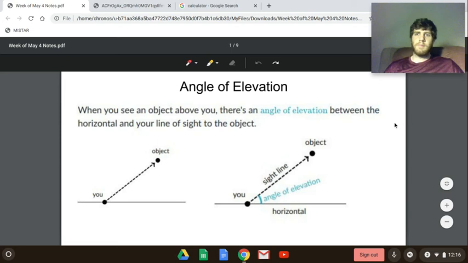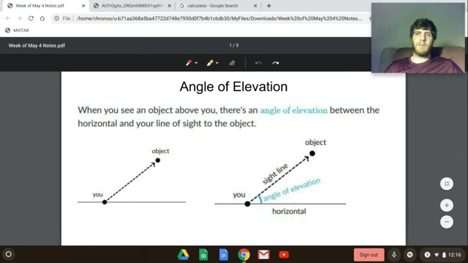Hi guys. So for this week, we're going to be solving for sides and angles of right triangles using trig and inverse trig, but we're going to be doing it with word problems. So there's some new terms we need to know in order to draw our triangles out and be able to solve these problems. The first one is angle of elevation.